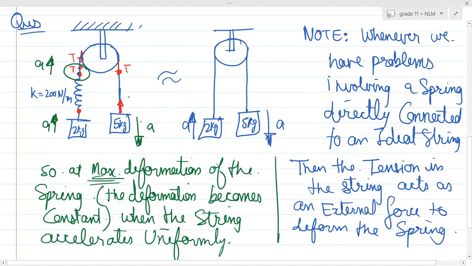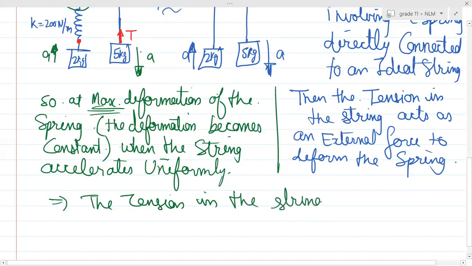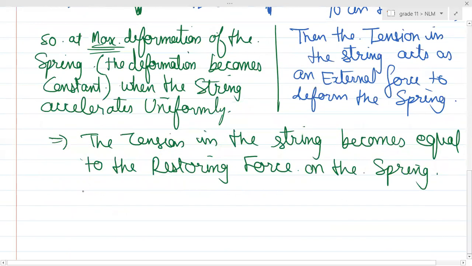So always remember, in all these cases, when this thing happens at maximum deformation, when the string accelerates uniformly, the tension in the string becomes equal to the restoring force on the spring at this instant.